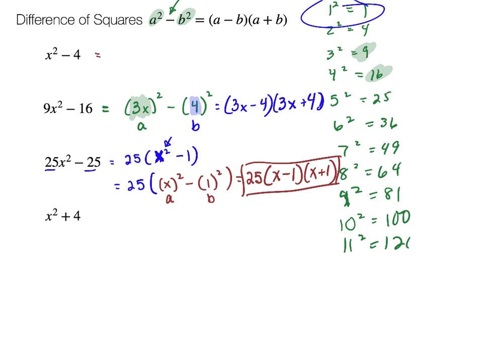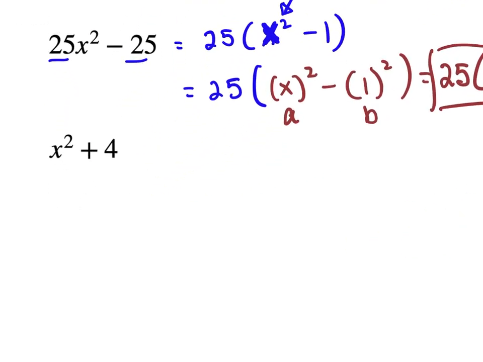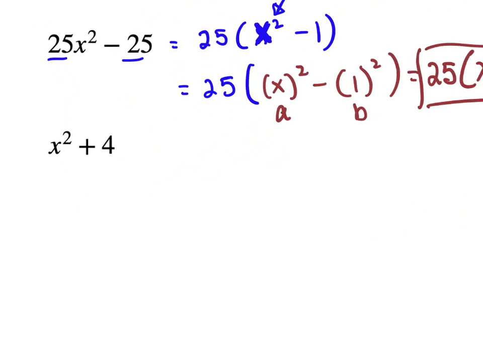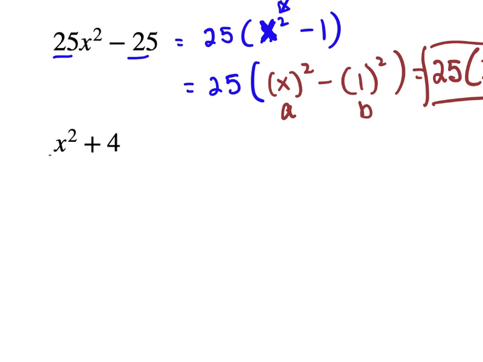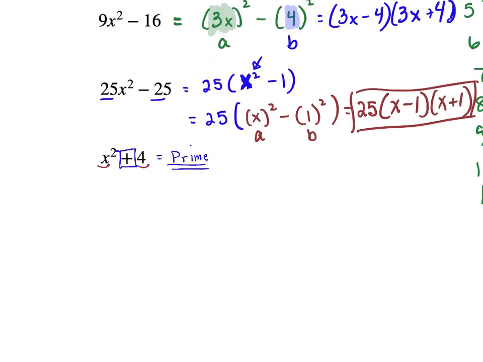And then our very last one, kind of a trick question here. Maybe a little bit careful, okay? Certainly a perfect square, but it's a sum. This would be called a sum of two squares, and we cannot factor those. We do not have a formula for them. Sums of two squares are always prime. So don't waste your time trying to factor it. Okay? It's got to be a minus sign, and they've got to be perfect squares.